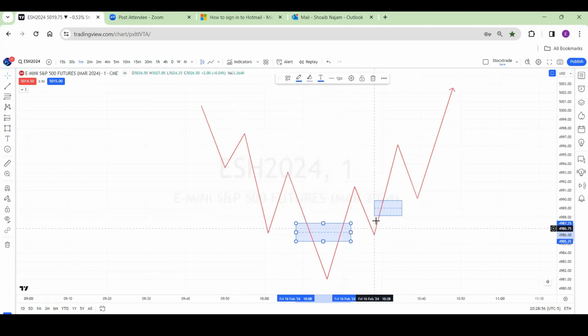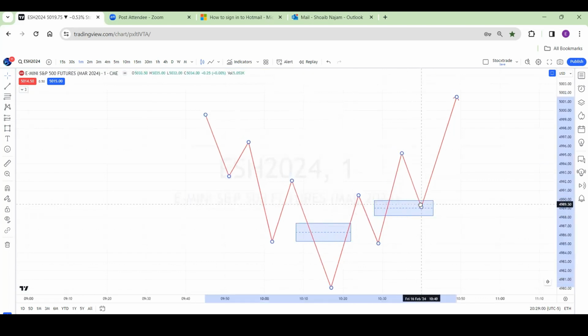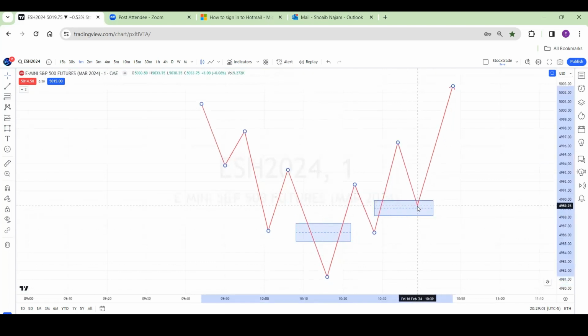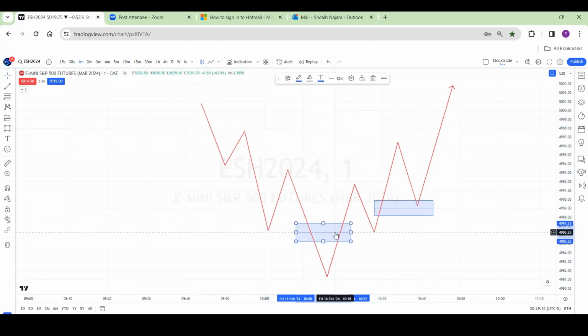But with this gap, the market was going up and now the market is coming down to test. Once it fills, this is a normal fair value gap. The fulfillment is in the opposite direction. This is the only difference between an inverse fair value gap and a normal fair value gap. Understand?